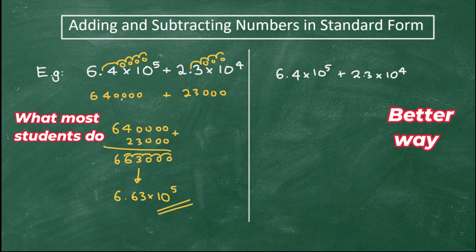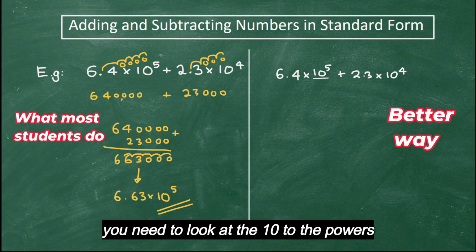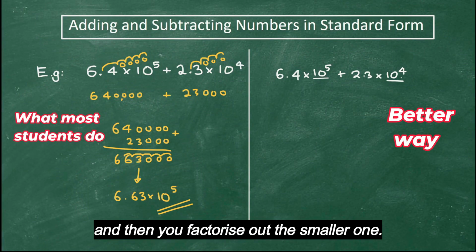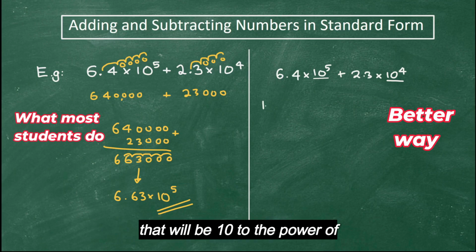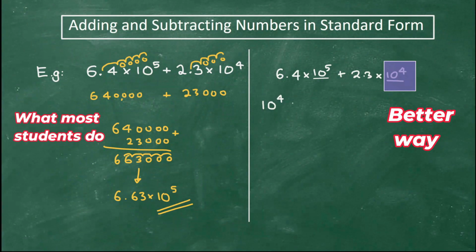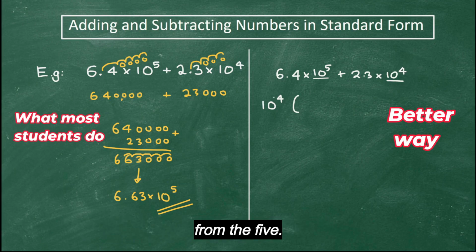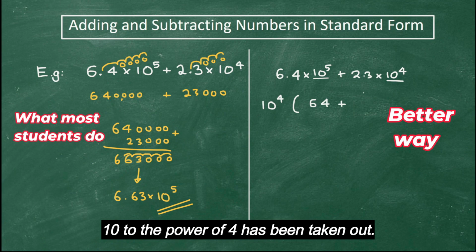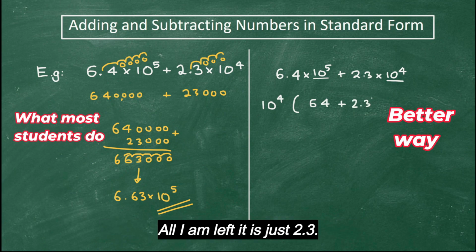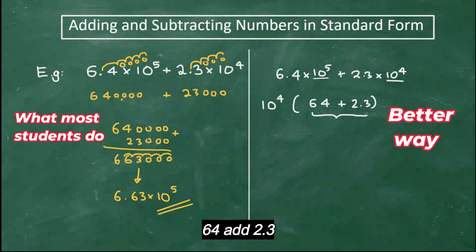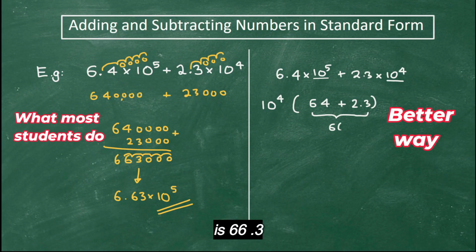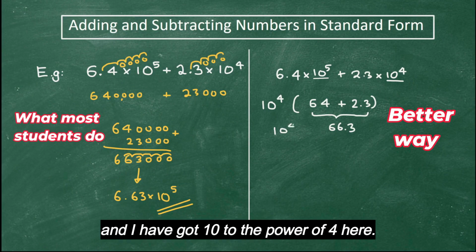Step 1, you need to look at the 10 to the powers and then you factorize out the smaller one. Obviously here, that will be 10 to the power of 4. Now, we know here, 10 to the power of 4 has been taken out from the 5. So 1 ten remains. 6.4 times 10 will be 64. Plus, 10 to the power of 4 has been taken out. All I'm left with is just 2.3. Now I know 64 add 2.3 is 66.3 and I've got 10 to the power of 4 here.